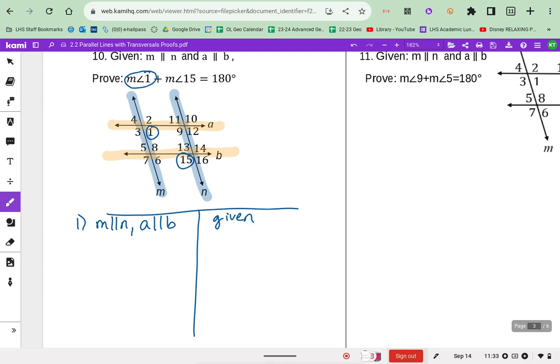4 is congruent. 6. Okay, I heard 4, I heard 6, I heard 12. Those are all true. Let's do 6. All right, so step 2. Angle 1 is congruent to angle 6. What's the reason? Yeah, because they're corresponding.